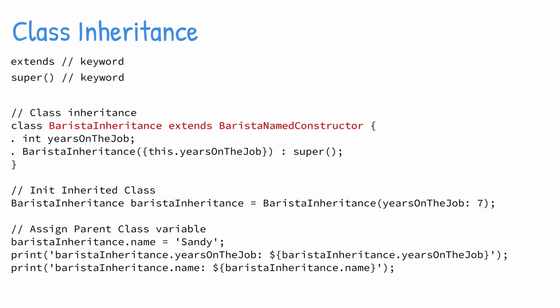The inherited class constructor looks just a little bit different than the previous declarations. At the end of the constructor, you add a colon and super, referring to the superclass. When the barista inheritance class is initialized, it inherits the parent class traits, meaning it can access variables and methods, class functions, from the barista name constructor.